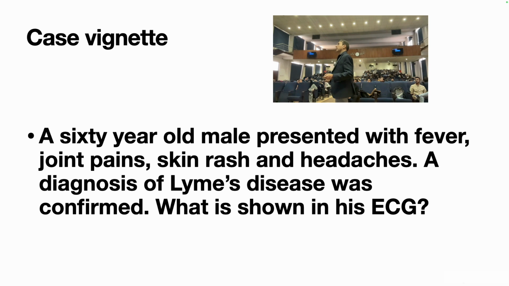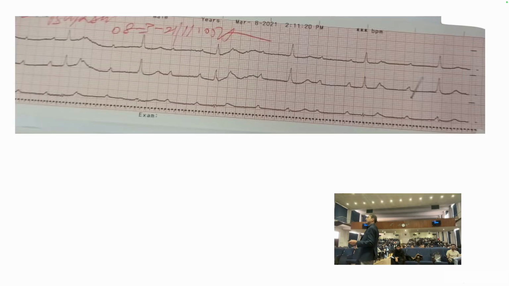Now, a 60-year-old male presented with fever, joint pain, skin rash, lightheadedness. A diagnosis of Lyme disease was confirmed. What is Lyme disease? Borrelia burgdorferi. It causes fever, joint disease, cardiac involvement, and may involve the nervous system as well. So what is this ECG?